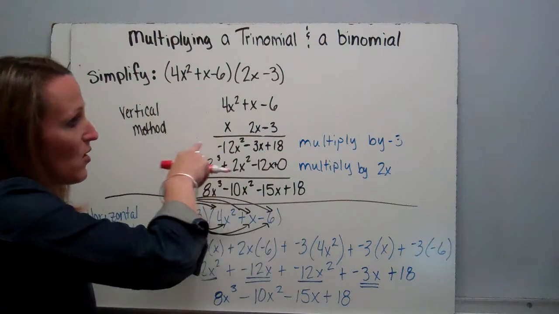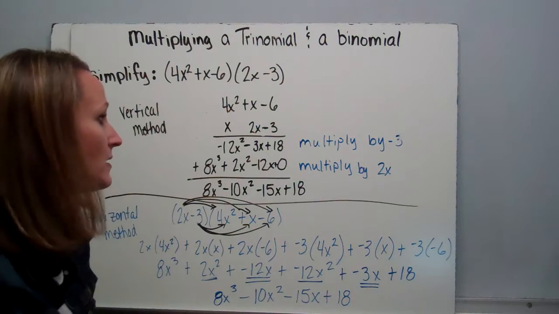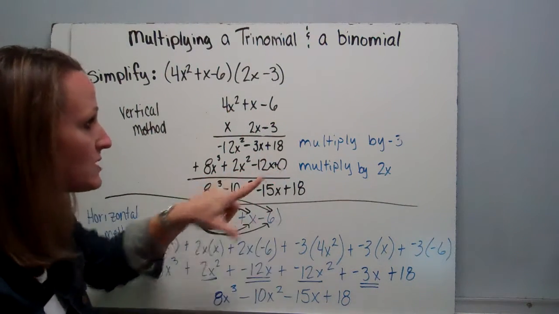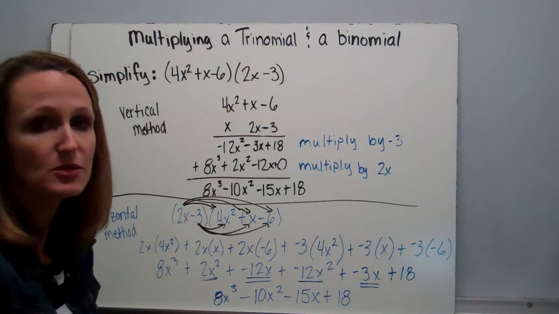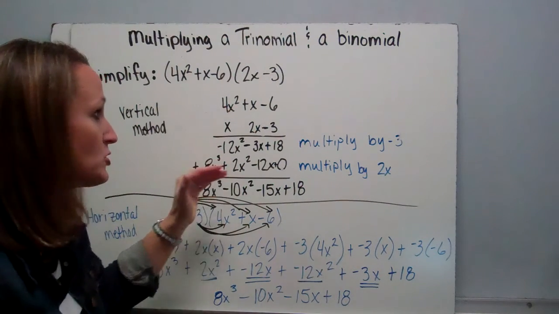So in this row, everything was multiplied by negative 3. Then look what I did. I put a placeholder of 0. Absolutely nothing is new in this situation.